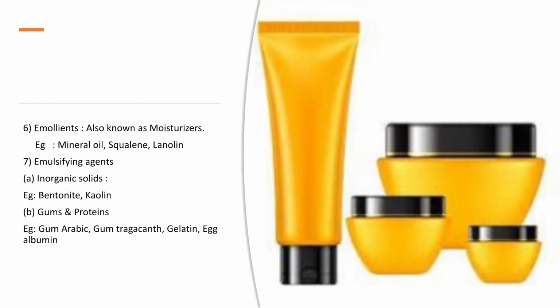Emollients provide the moisturization effect. They penetrate into the skin and enhance the skin hydration levels. For example, different types of moisturizers like mineral oils, squalene, lanolin derivatives.